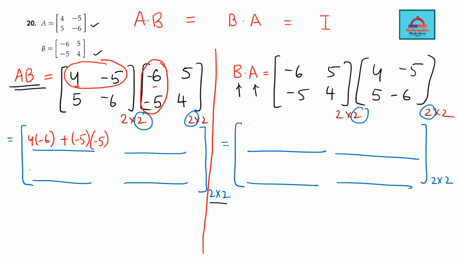Now let's come to this. So this is second row and first column. So I'm going to choose second row and first column. Let's do it. 5 with minus 6 plus minus 6 with minus 5. That's how we choose. Correct?